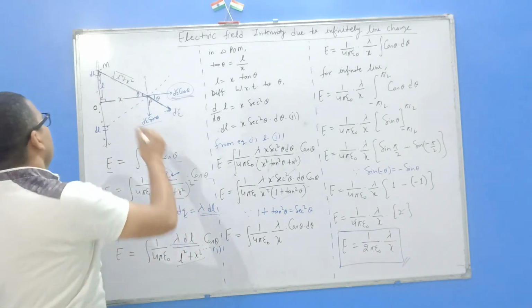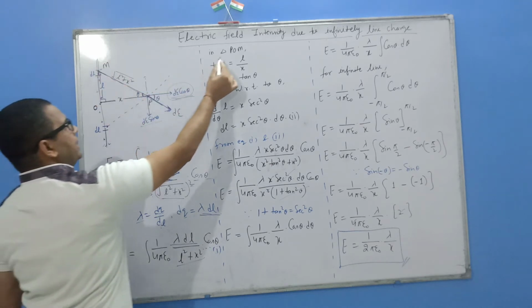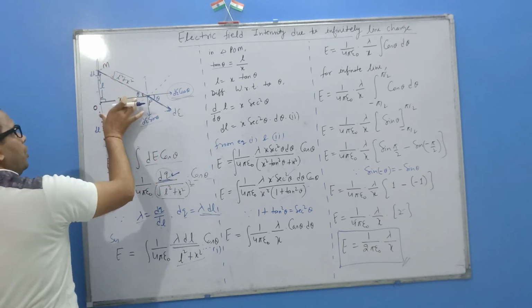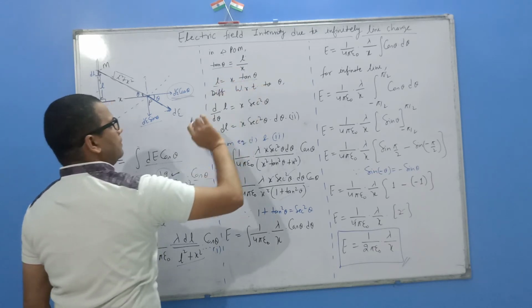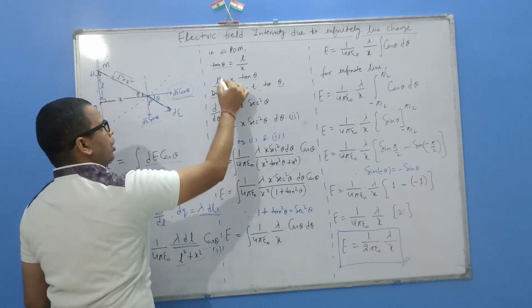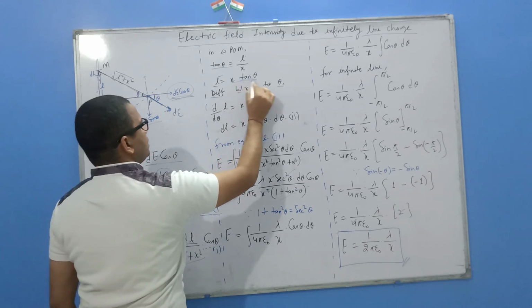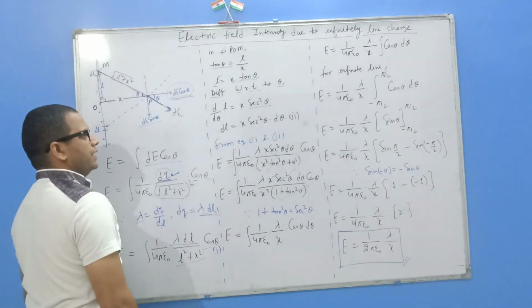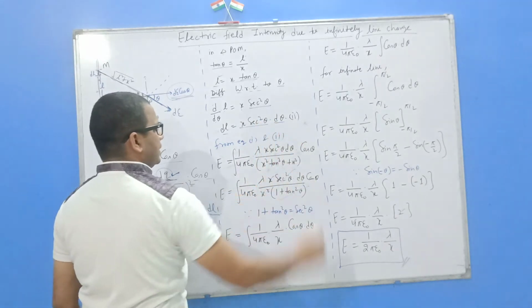Okay. Now in triangle POM, tan theta is equal to perpendicular upon base, so L upon x. So from here L is equal to x tan theta. Now differentiating with respect to theta, x is constant, and the differentiation of tan theta is sec square theta. So dl is equal to x sec square theta d theta. Let this be equation second.